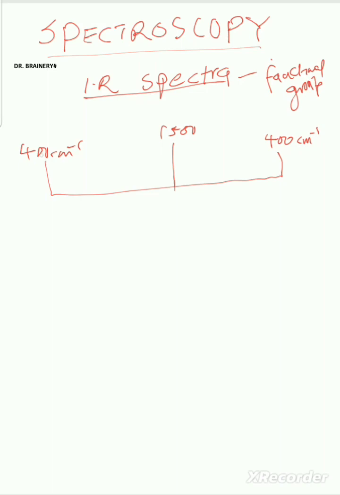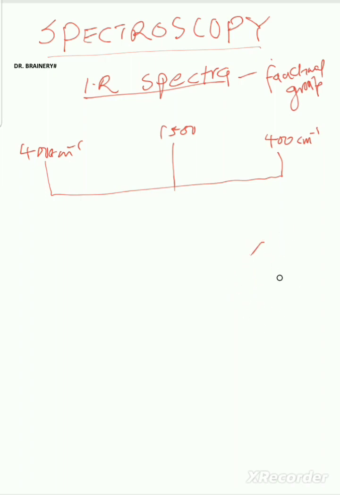It starts from 4,000 to 400 per centimeter. This per centimeter means these are the wave numbers. A wave is measured in wavelength, lambda. So the wave number is 1 over the wavelength.